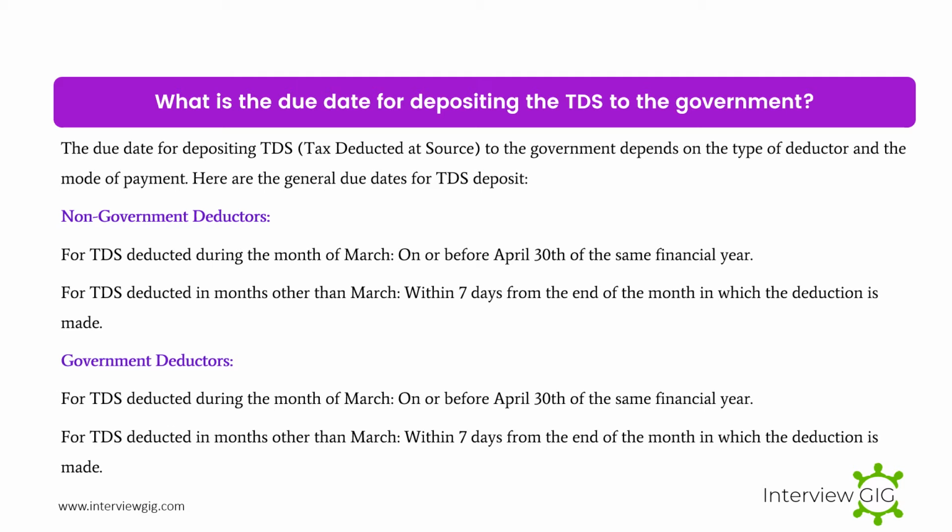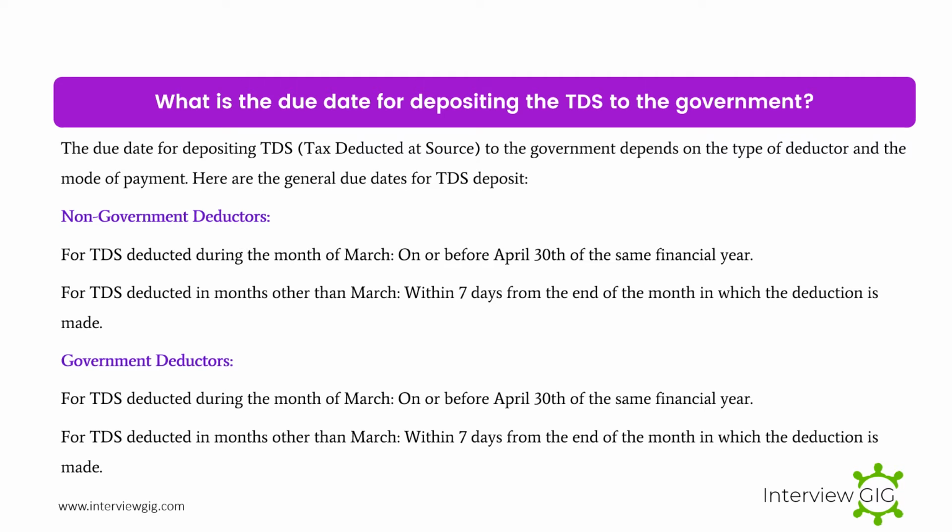Here are the general due dates for TDS deposit. Non-government deductors. For TDS deducted during the month of March, on or before 30th April of the same financial year. For TDS deducted in months other than March, within 7 days from the end of the month in which the deduction is made. Government deductors.